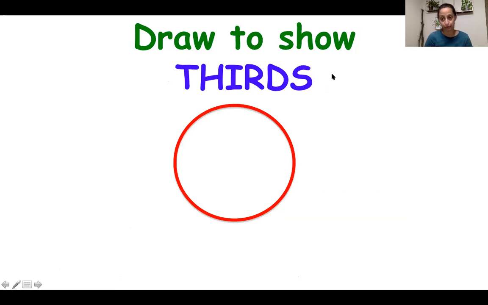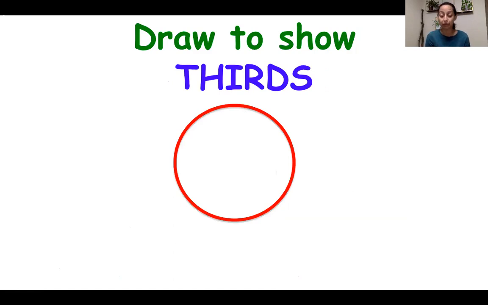Draw to show thirds. So circles are tricky because if we drew all vertical lines or all horizontal lines, it wouldn't be equal. The parts would not be equal. We might get 3 parts, but the parts have to be equal. They have to be the same shape and the same size.